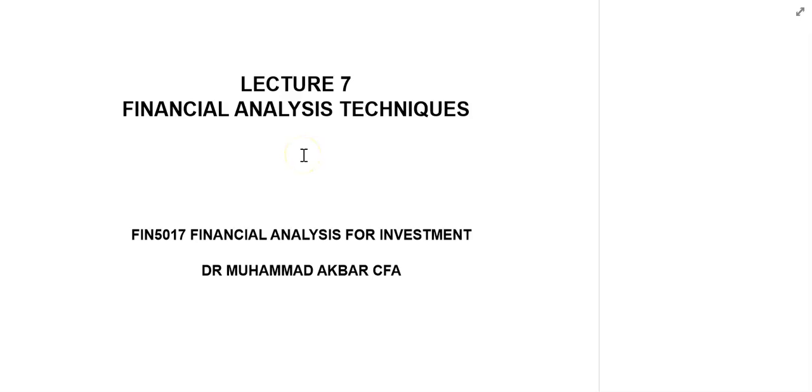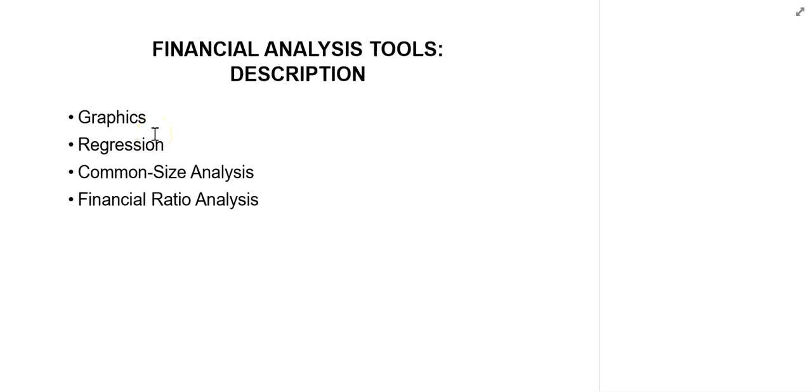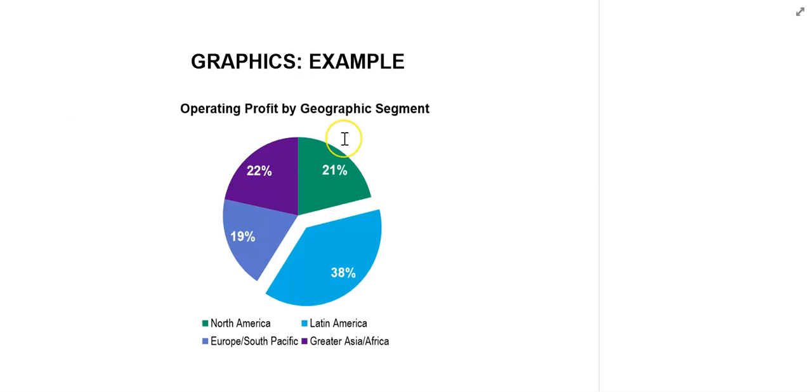The tools and techniques of financial analysis are useful for analyzing the performance of a company as well as the trends in performance over time. Specifically, we will cover graphic analysis, regression analysis, common size analysis, and financial ratio analysis as different tools or techniques of financial analysis. Graphics or charts are useful in communicating and providing comparisons of performance.